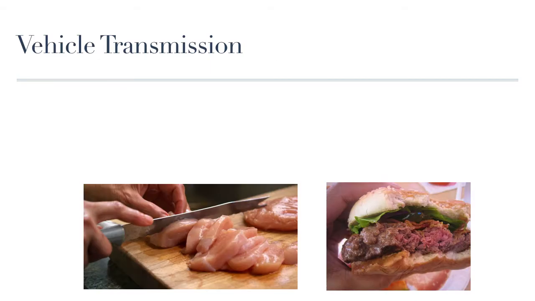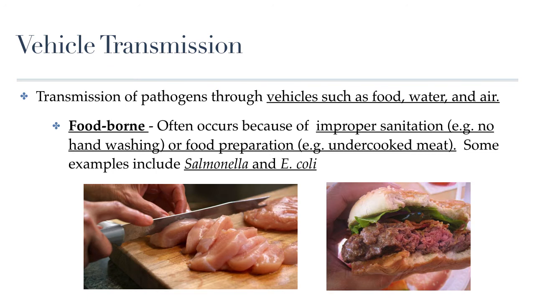Vehicle transmission involves any type of transmission that does not involve direct contact with another person. So this is transmission of disease that can be done through food, water, and air. Oftentimes we get what are called foodborne diseases, and the vehicle of transmission for the disease is food. This is often because of improper sanitation, for example if somebody who is cooking the food does not wash their hands properly, and then they can transfer their own bacteria or viruses onto the food that they're cooking.